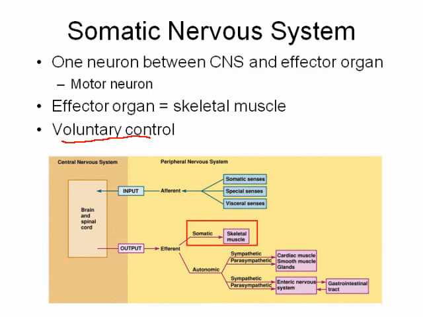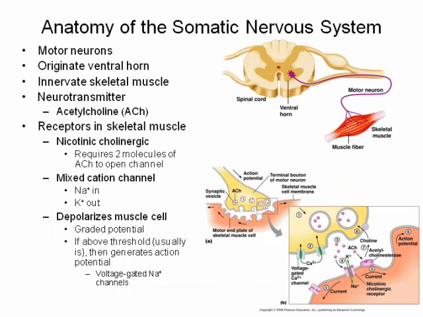And it is under voluntary control. That is, conscious intent makes skeletal muscle move because, of course, it activates the motor neurons going out to the skeletal muscle. Whereas when we talk about the autonomic nervous system, we'll see that that is not under voluntary control. So, the anatomy of the somatic motor system.